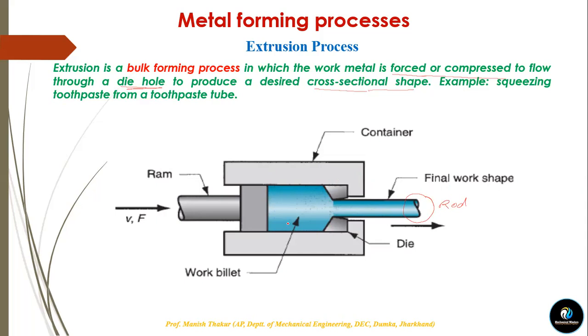Look at the arrangement of the extrusion process here. This is the container, and this is the die, right? There is an opening between these two dies, right? That opening will be equal to the diameter of the rod, or the diameter of the final product. Is it clear or not? The dimensions of the die opening will be equal to the diameter of the final product.